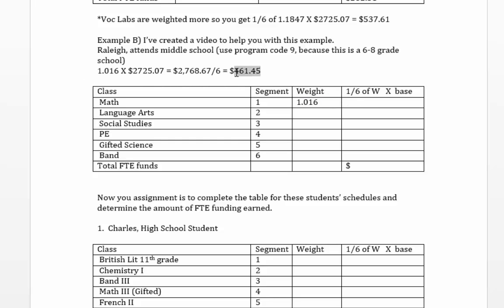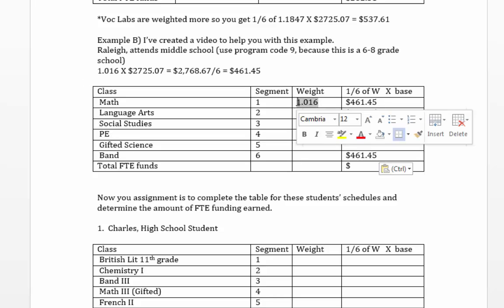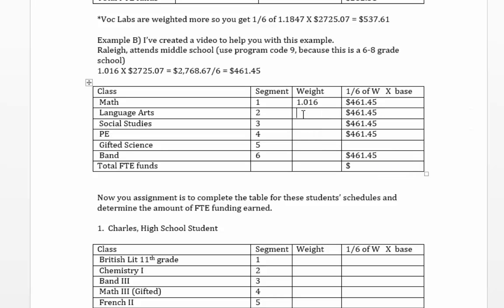So I'm going to put this figure right here. Now that's what they got for that segment. Well, this class is the same thing, so they're going to get the same amount of money for that segment, for social studies, for PE, not for gifted science, and then for band. So I can copy all of these in because I know they're the same weight. But now what we're going to do is find out, well, what is the weight for a gifted science class? Does it bring in more weight? Well, let's look and see.